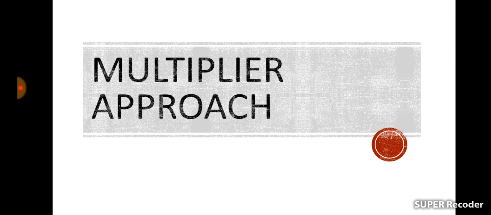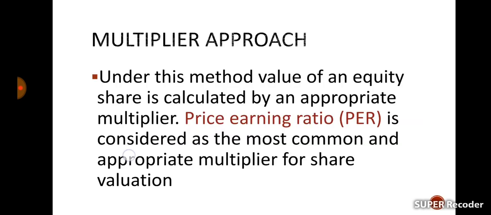This is the last approach of share valuation as per your syllabus. Under this method, the value of an equity share is calculated by an appropriate multiplier. Price earnings ratio, PER, is considered the most common and appropriate multiplier for share valuation.